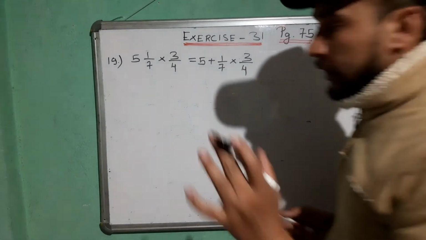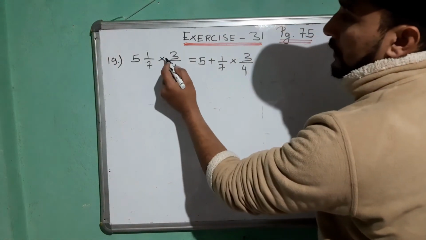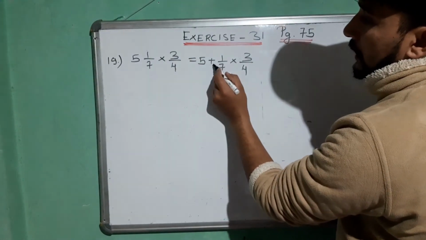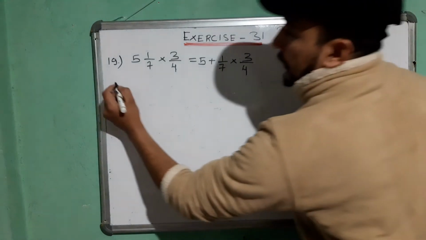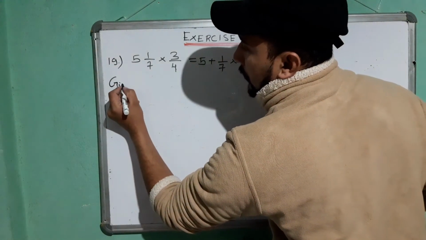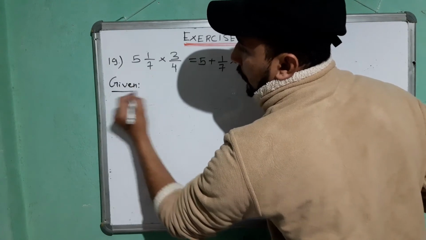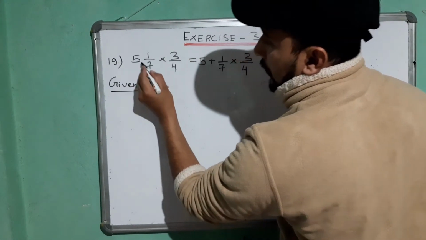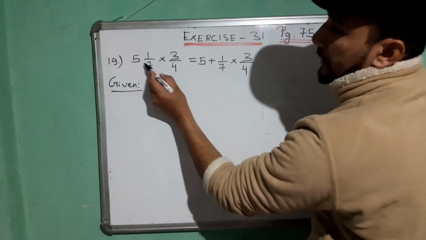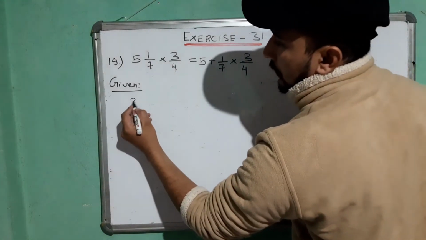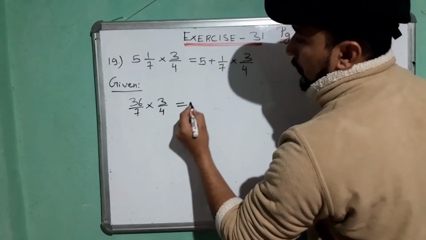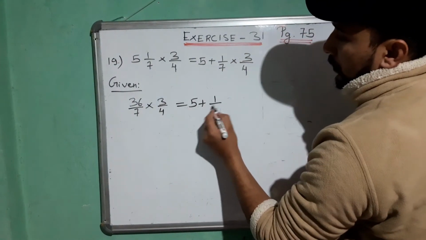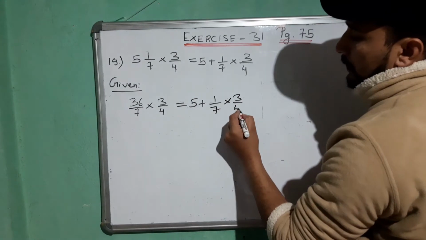Okay, now the next question is number 19: 5 1 by 7 into 3 by 4 equals 5 plus 1 by 7 into 3 by 4. So let's write the given statement first. Given this, I'll convert it directly. 5 7s are 35 plus 1 will be 36 divided by 7 into 3 upon 4 is equal to 5 plus 1 by 7 into 3 by 4.